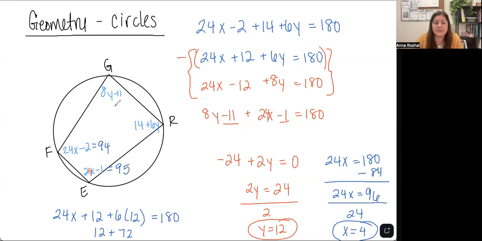And then 6 times 12 is 72. 72 plus 14 is going to be 96. There we go. And then this will be 8 times 12 is 96, also 96. 96 minus 11 is 85. And so these are all degrees. And if we add them all, we'll see that they add up to 360 degrees, because all four of these angles are in a quadrilateral, and all quadrilaterals add up to 360 degrees.